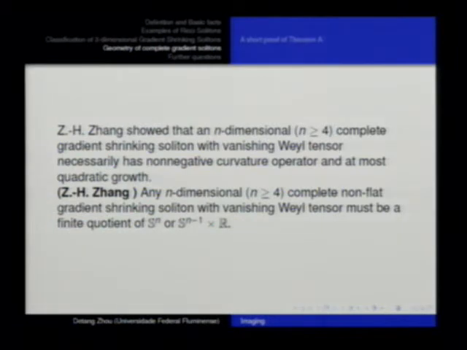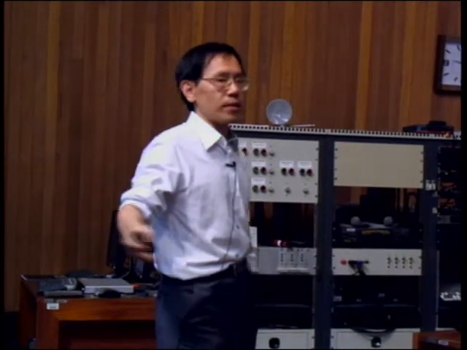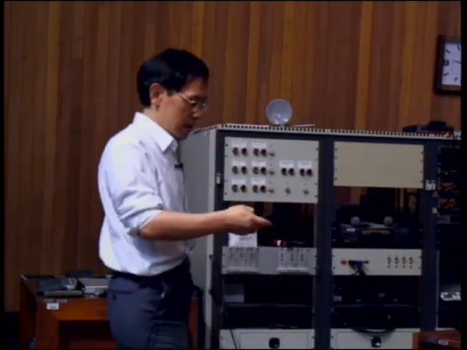It proves that a gradient shrinking soliton with vanishing Weyl tensor must be a finite quotient of a sphere or S^(n-1) cross R. We will see that it's natural to ask why you don't have S1 cross something. I will explain it later.